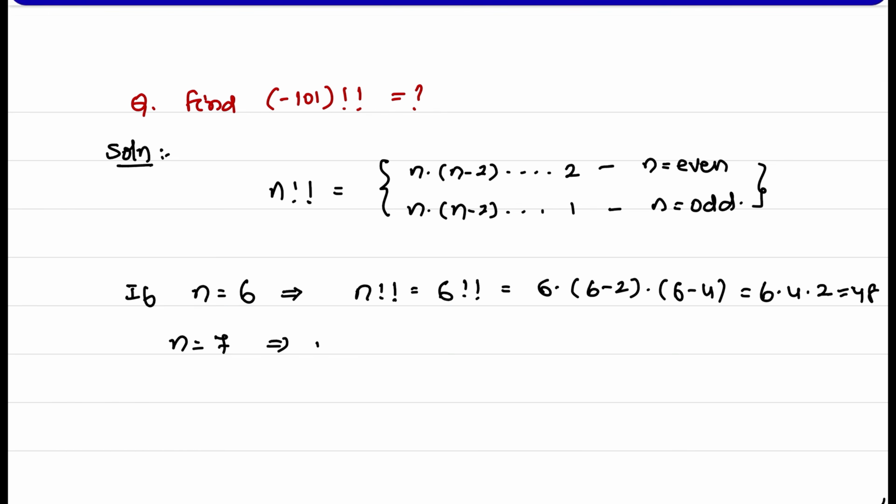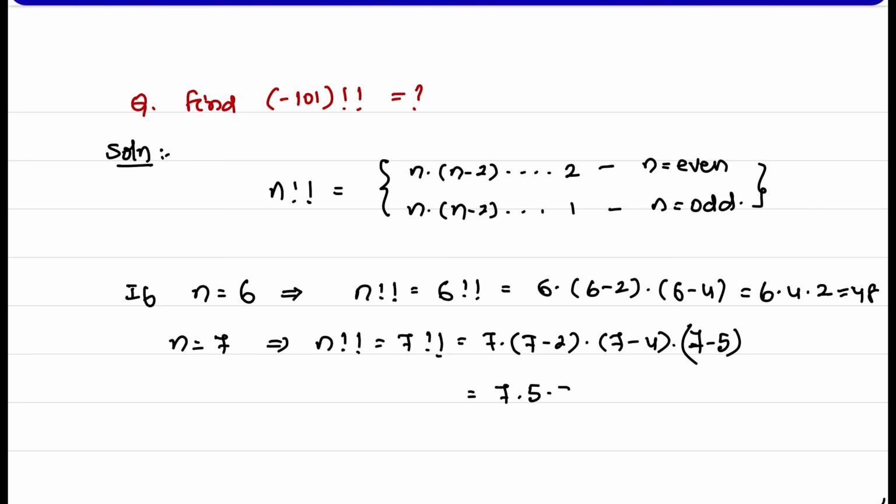When n is odd, like n is equal to 7, then 7 double factorial is equal to 7 into 7 minus 2 into 7 minus 4 into 7 minus 6, that is equal to 7 into 5 into 3 into 1, that is 35 into 3, which is equal to 105.